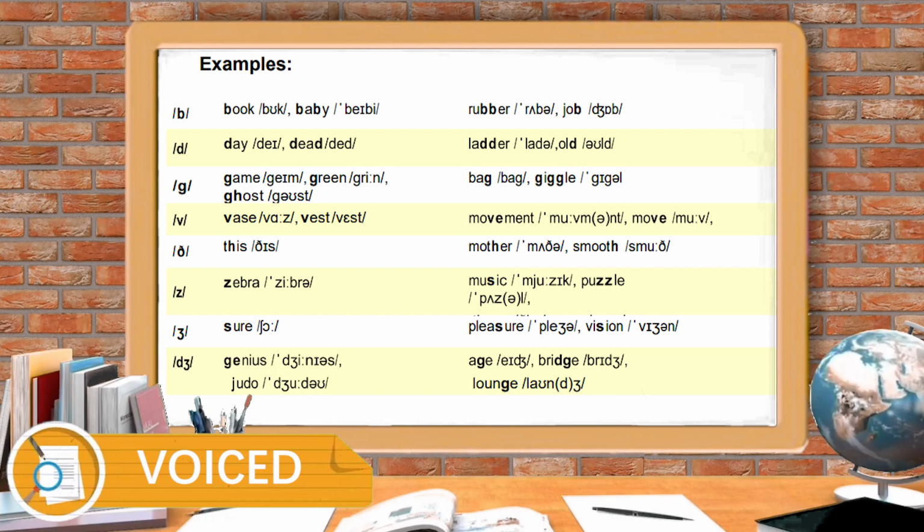And then th, for teeth, mother, and smooth. And then Z, for zebra, music, and puzzle. And then there is zh, for sure, pleasure, and vision. And the last there is j, for genius, judo, age, bridge, and lunch.